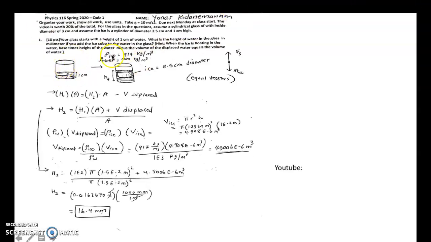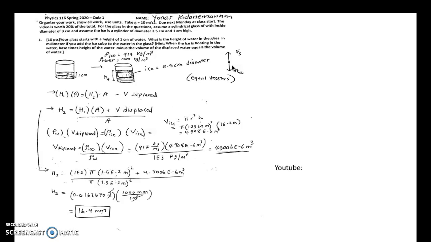So at first here I've noted the density of ice and the density of water, and I also have a schematic here. I also have a free body diagram to help me a little bit. So there's the buoyant force and the mass of the ice, which both of these vectors are equal.